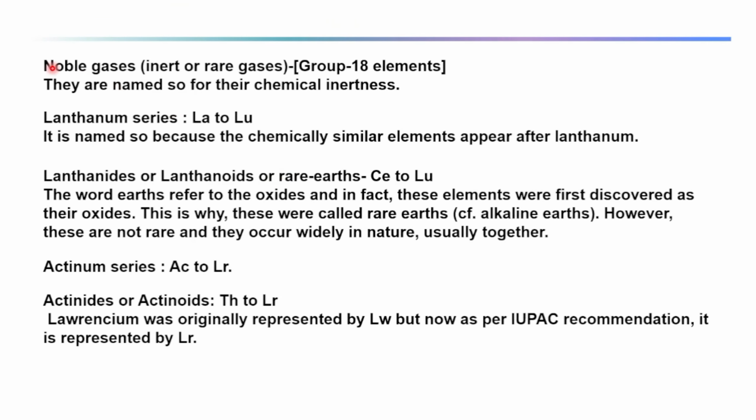Now we have noble gases, or inert or rare gases. Group 18 elements are called noble gases. They are named so for their chemical inertness. Because they are chemically inert, they don't react with most of the elements. That's why they are called inert gases or noble gases.